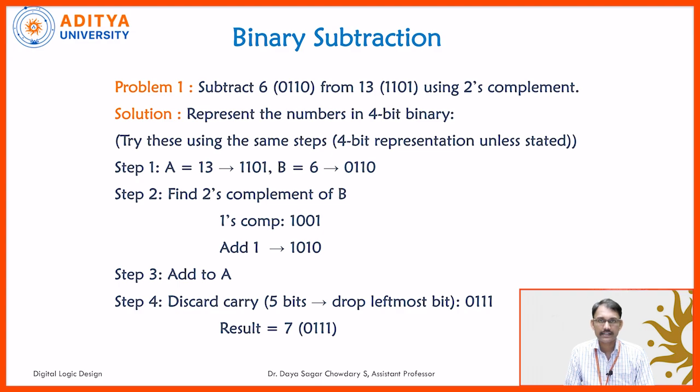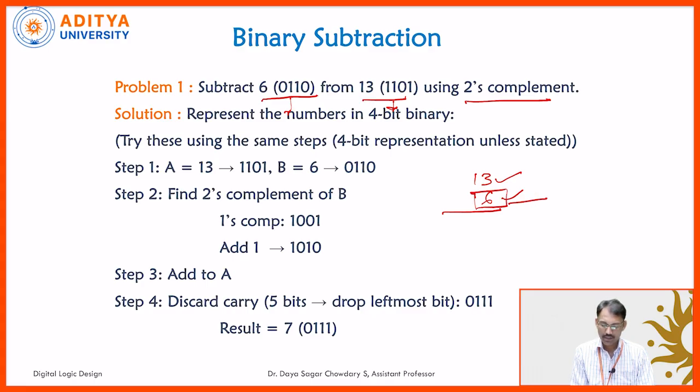So let us consider one problem. Problem 1: subtract 6 from 13 with the help of 2's complement. Here 6 is a 4-bit representation, and 13 is also a 4-bit representation. 13 is the first input and 6 is the second input. Now we have to calculate the r's complement, or r minus 1's complement, for this 6, and the result is directly added to 13.